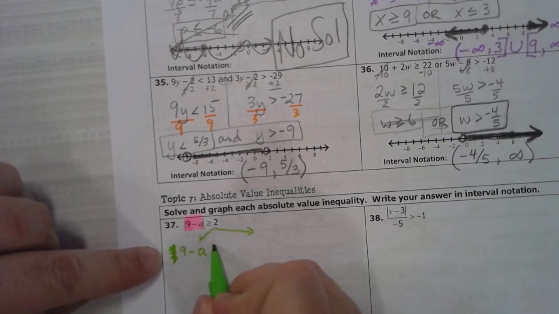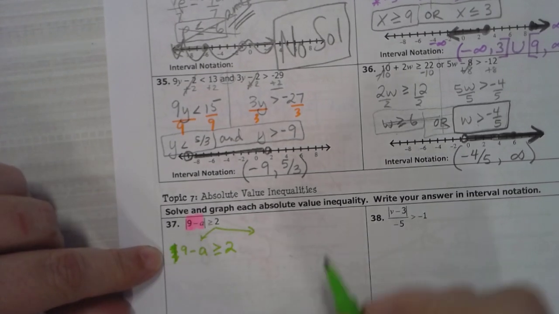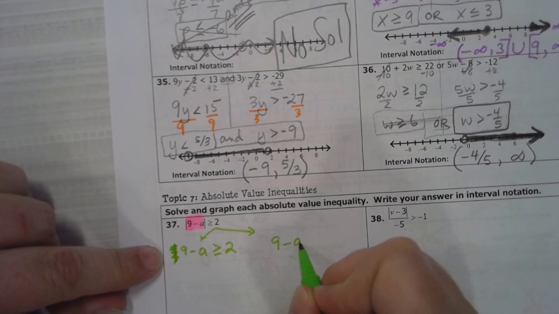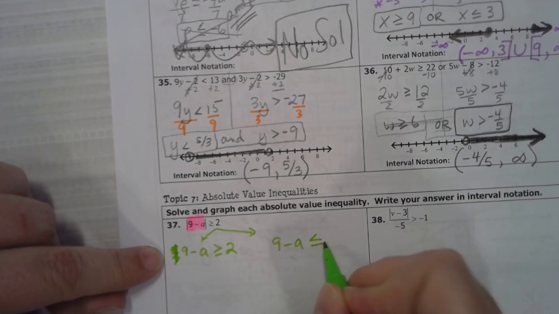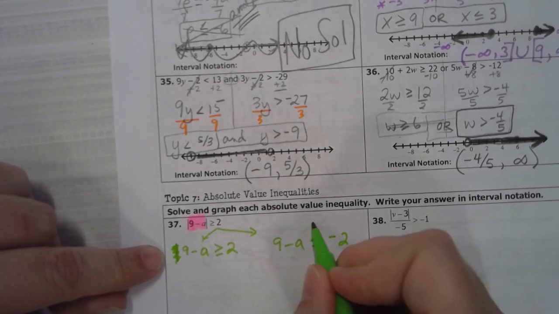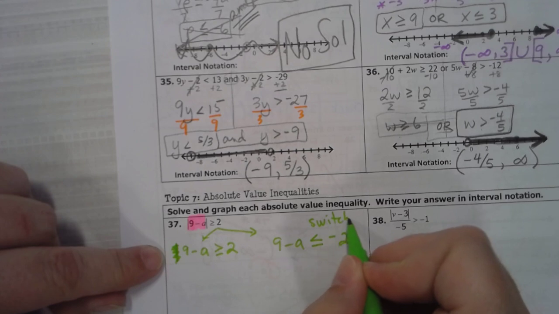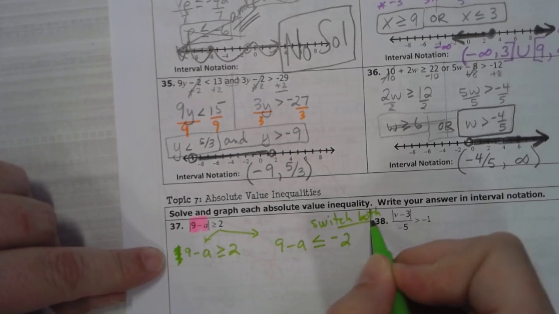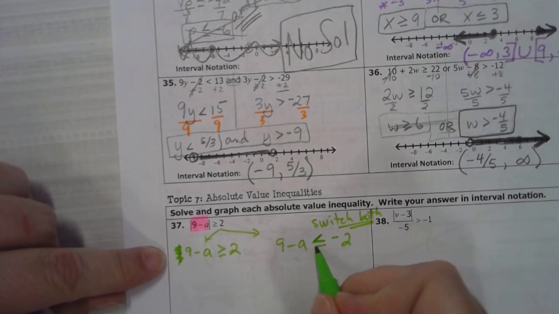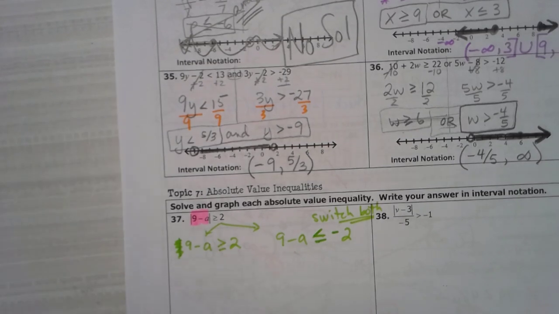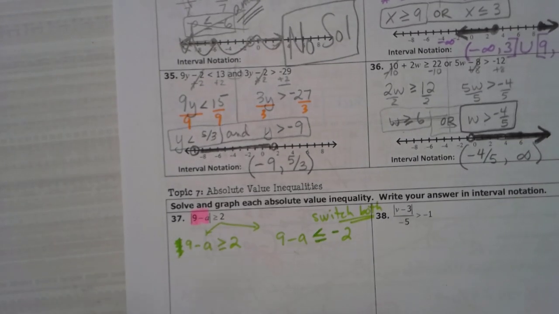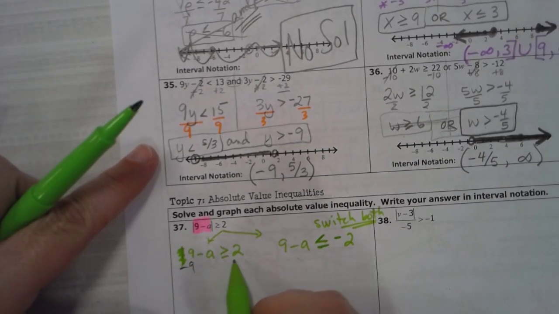9 take away a is greater or equal to 2. 9 take away a is less or equal to -2. Remember, we're going to switch both, right? So switch the sign and make it negative. And then we're going to solve these. So we're going to take away 9.